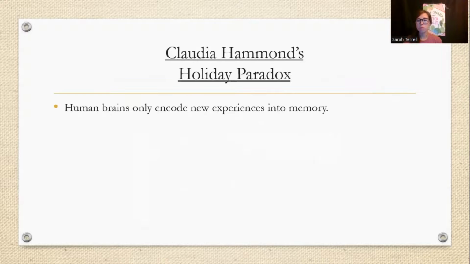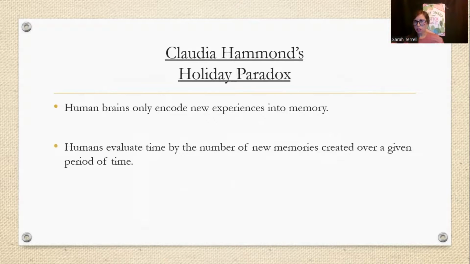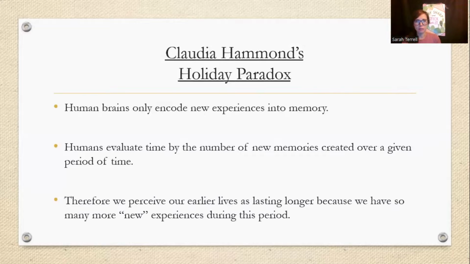something that you're going to store to maybe use at a later time, right? And so she also says that with this holiday paradox, humans evaluate time by the number of new memories that are created over a given period of time, right? So if we think about this, we then therefore perceive our earlier lives as lasting longer because we have so many more new experiences during that time of our lives than we do in our older age, where we're just getting up, going to work, doing the same job over and over again, right?